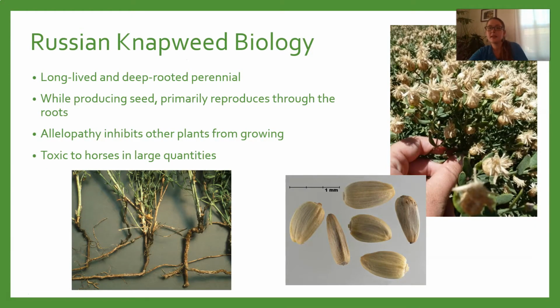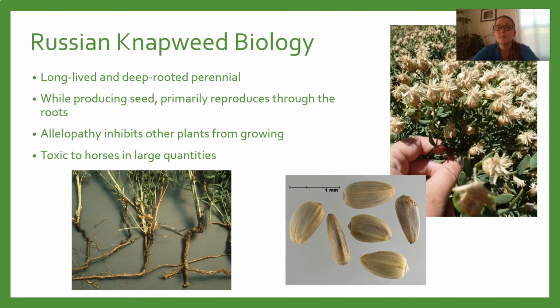So, we can cover the biology of this species first. What makes this noxious weed species so good at outcompeting native vegetation? First off, it is important to address that Russian knapweed is a long-lived, perennial, deep-rooted species, which means that this plant can continuously reemerge for many years, both by producing seed and by regrowing directly from the roots.